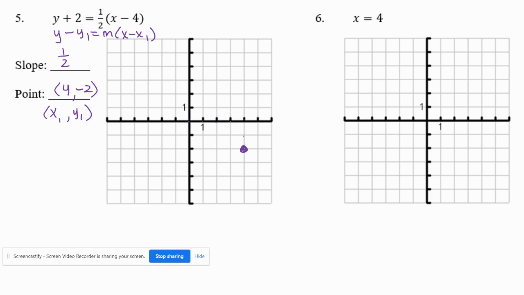point right here. And then to find the other points, we're going to want to use the slope. The positive 1 in the numerator tells me to go up 1. The positive 2 in the denominator tells me to go to the right 2. So from that point 4, negative 2, we're going to go up 1, to the right 2. And no more points in that direction, so follow the pattern backwards. Down 1, left 2. Down 1, left 2. Down 1, left 2.